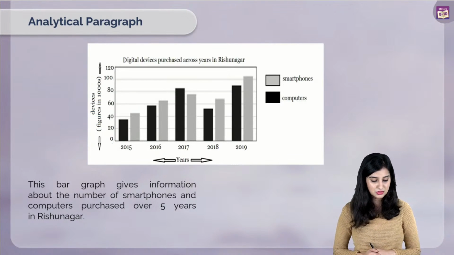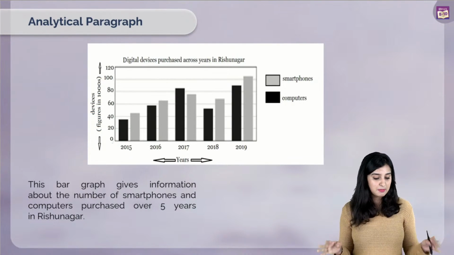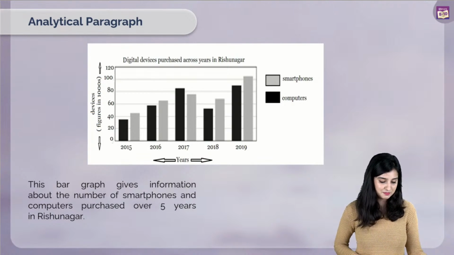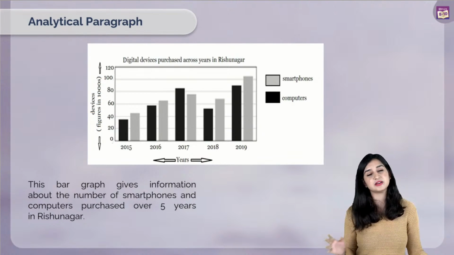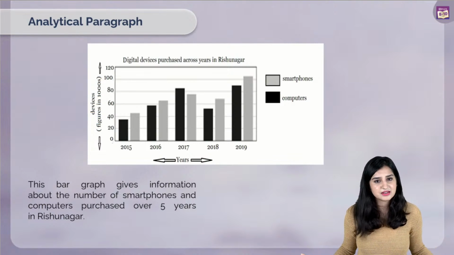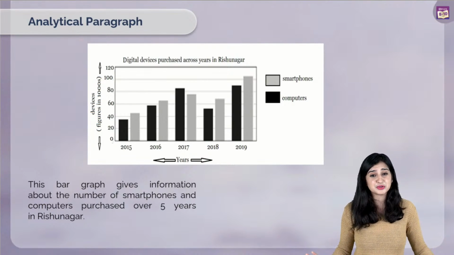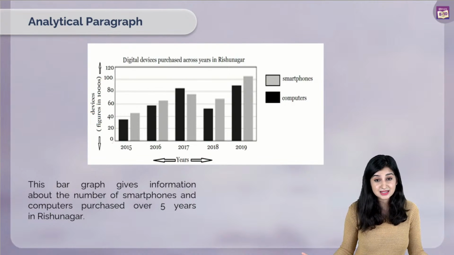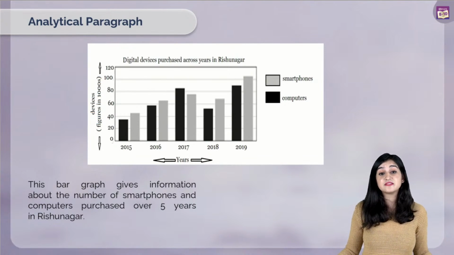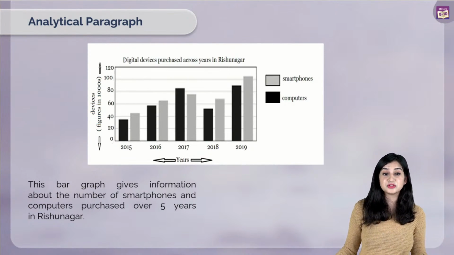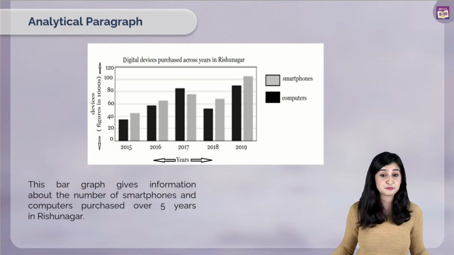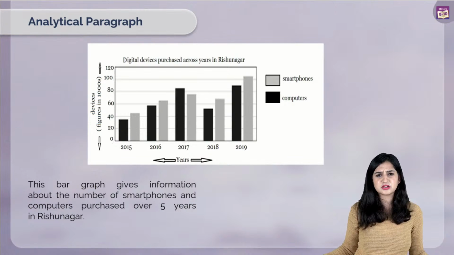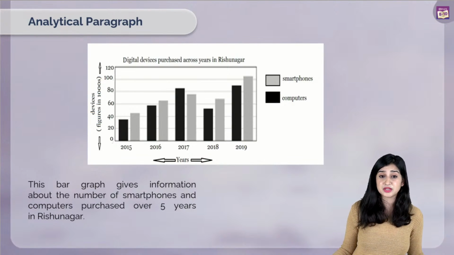Okay, so here's the introduction we have. This bar graph gives information about the number of smartphones and computers purchased over 5 years in Rishunagar. Very straightforward, no new information. Bhagya has given us a very nice one, though you can't say "conveys us information." You're just going to say the given graph conveys information about the number of digital devices purchased in Rishunagar across the years 2015 and 2019.